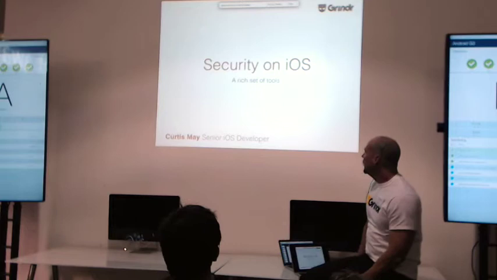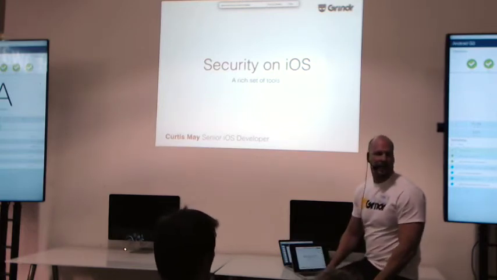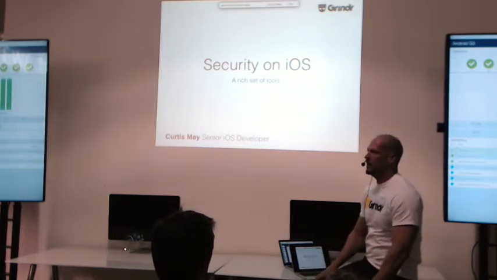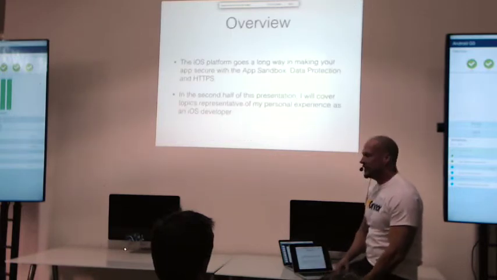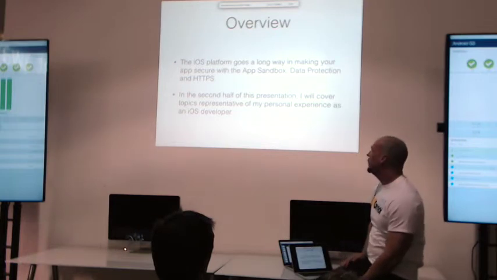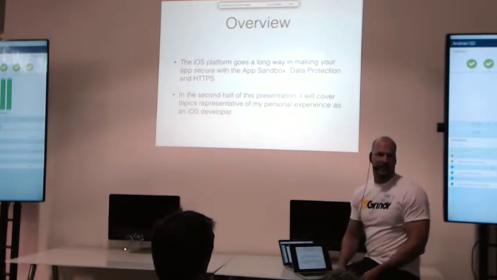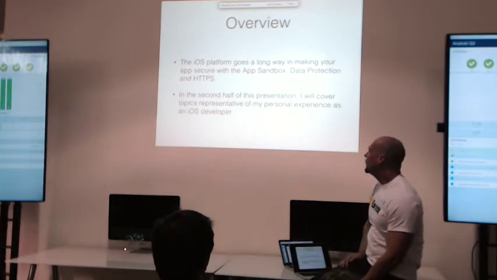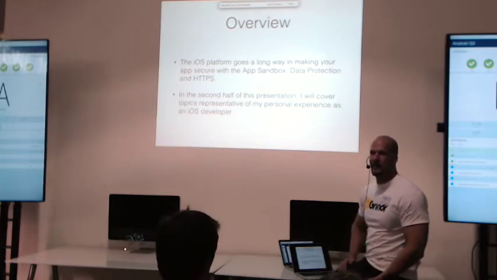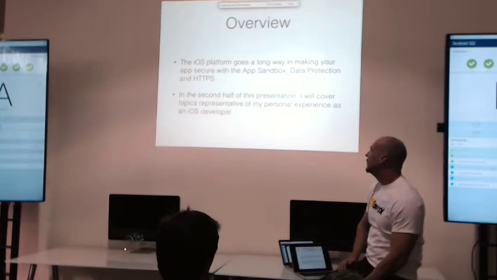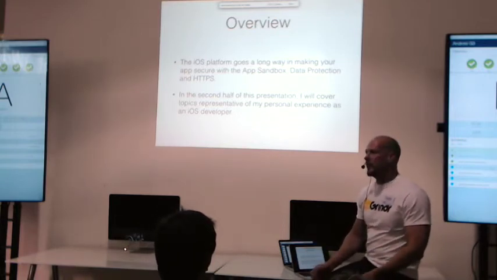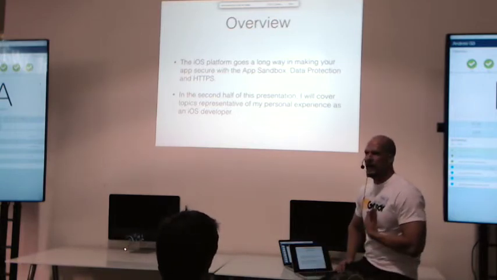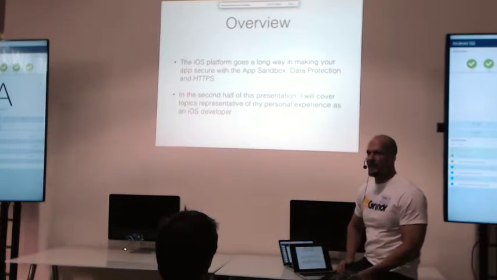Okay, I'm Curtis May. I work for Grindr on the iOS team, and I'm here to talk about security on iOS. There are two parts to this presentation. In the first part, I'm just going to talk about iOS-specific security features, the stuff that the platform basically gives you for free or that you can turn on very easily. The second half will be a little more general. It'll apply to Android as well, or just mobile in general. Just stuff that I've had personal experience with in the security realm.